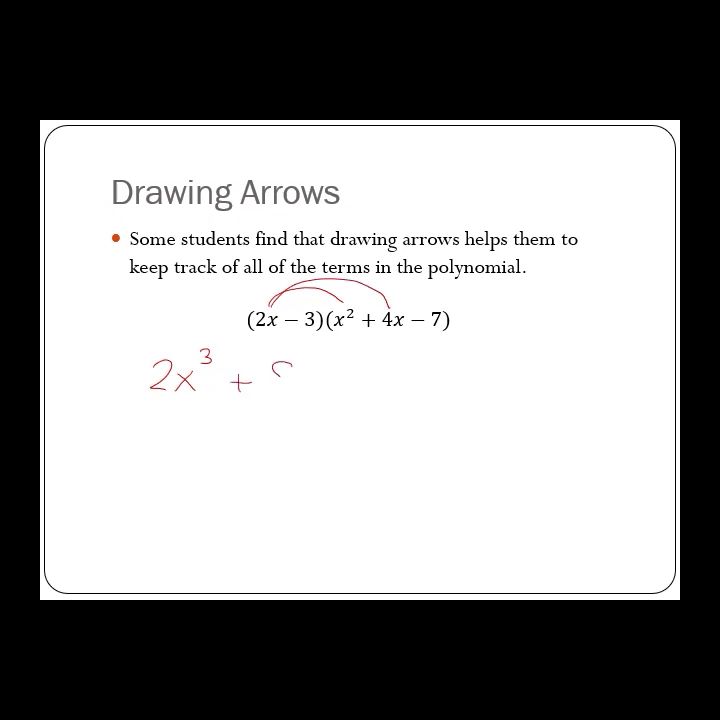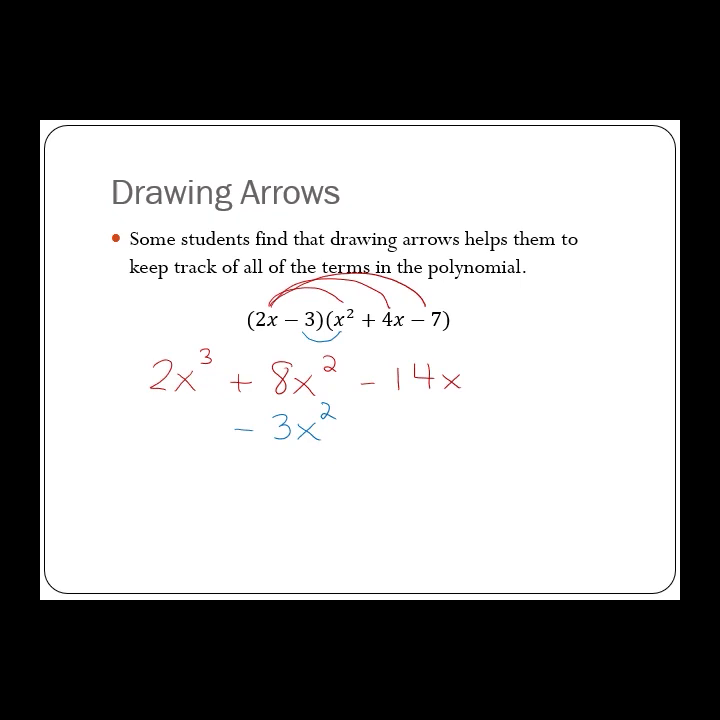2 times 4 is 8x squared. And then we'll do the 2x times the negative 7, and we get negative 14x. And then we have a whole other set of things to distribute. The negative 3 times x squared is negative 3x squared.